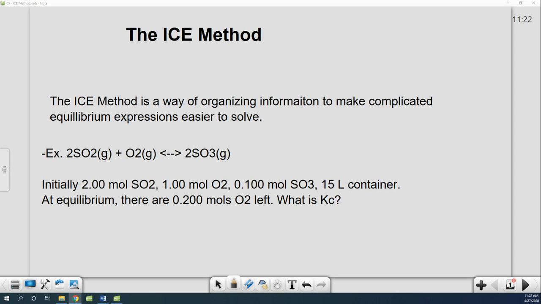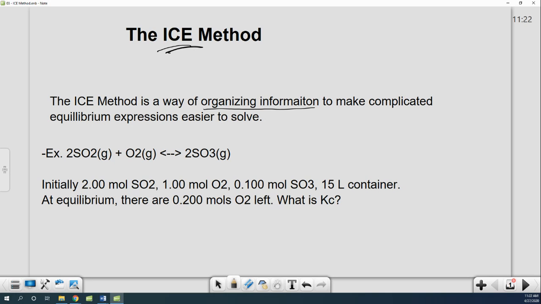We're going to be talking about something called the ICE method today. ICE stands for initial, change, and equilibrium. Now, it's a way of organizing your information to make complicated equilibrium expressions easier to solve.